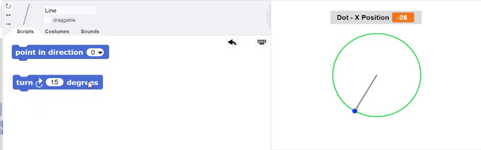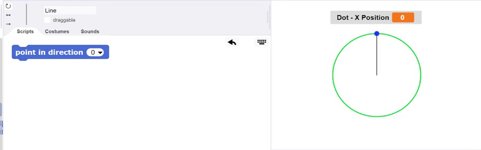As we continue, it moves into the negative until it finally reaches minus 100 at 270 degrees, and then we begin moving back towards 0 again until an x position of 0 when the line is vertical at 0 degrees. Essentially what we've done is rotate through a series of sine values.